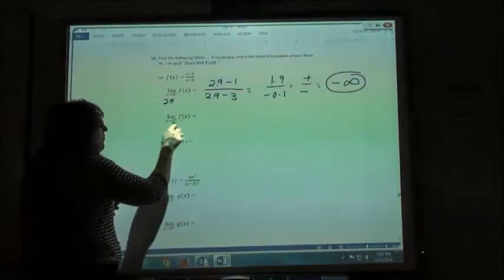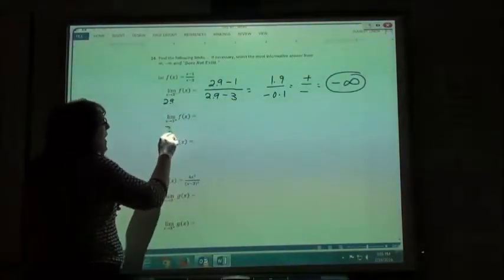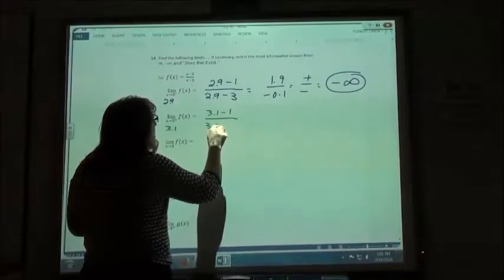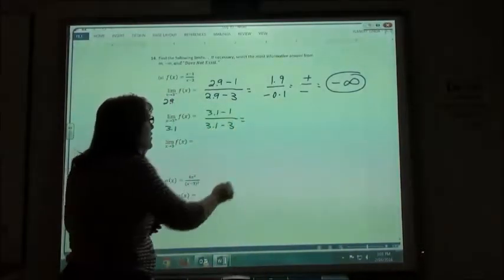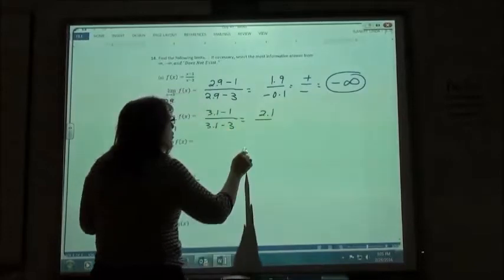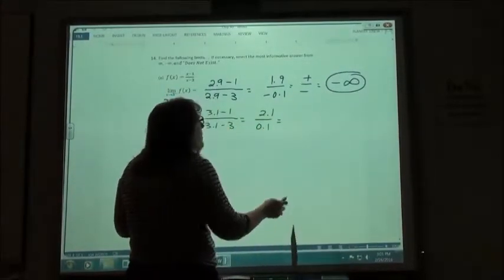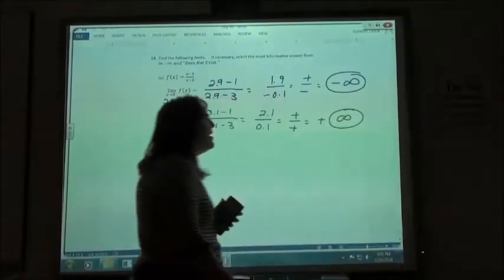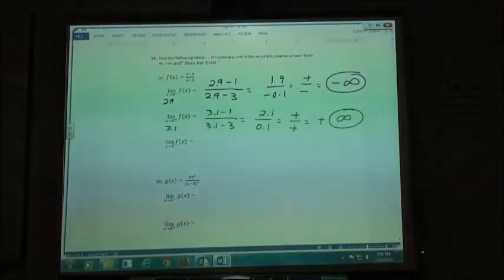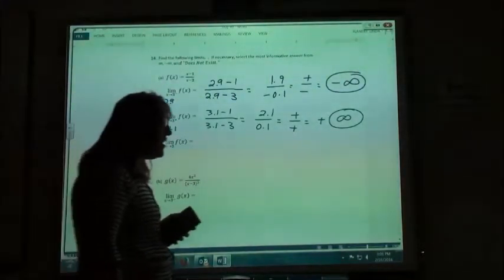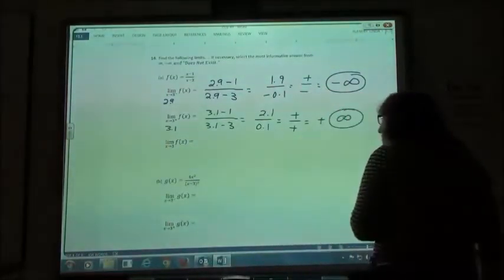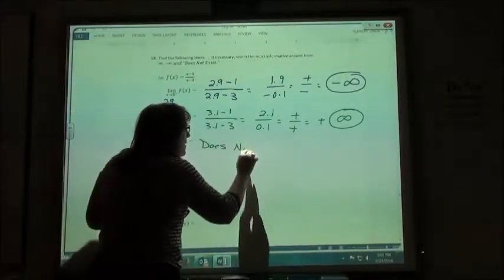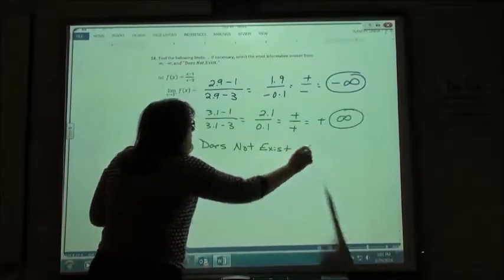As x approaches 3 from the right-hand side, just a little bigger than 3, I'm going to use 3.1. So 3.1 minus 1 over 3.1 minus 3. So this is going to give me 2.1. This is going to give me a positive 0.1. So I'm going to have a positive over a positive, which is a positive. So my limit here is going to be infinity. So as I approach from the left-hand side, my limit was negative infinity. As I approach from the right-hand side, it's positive infinity, since those two things are not the same. As I approach 3, the limit does not exist.